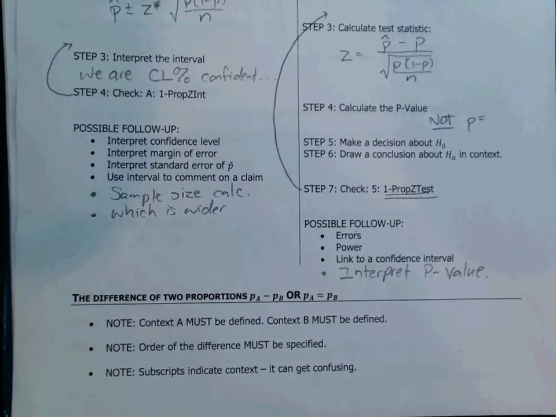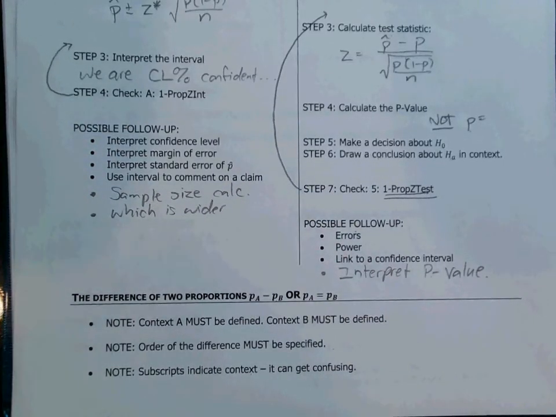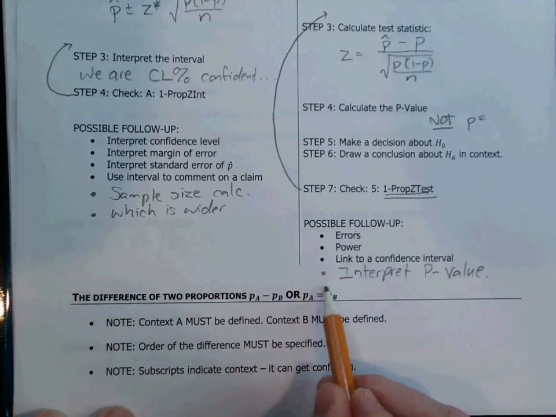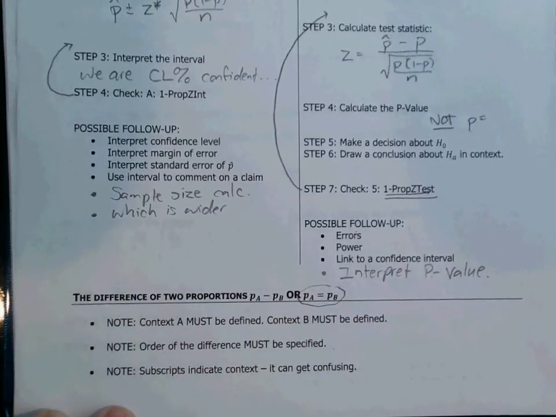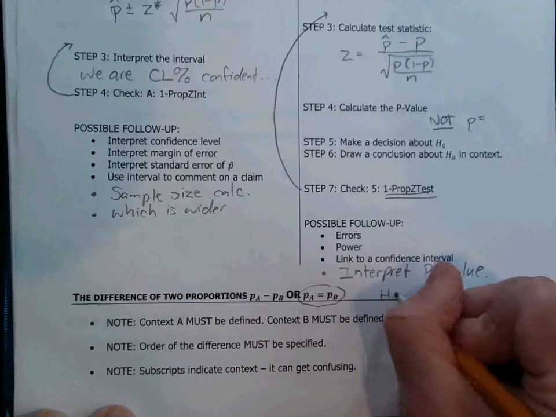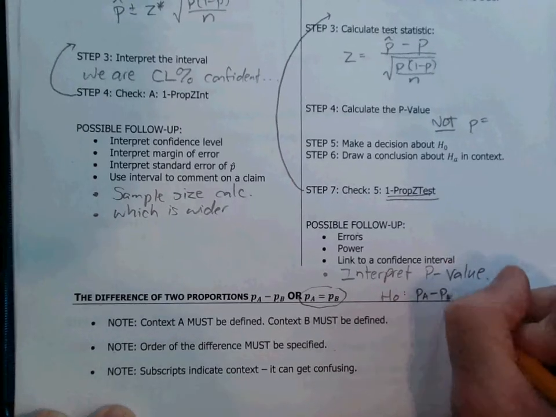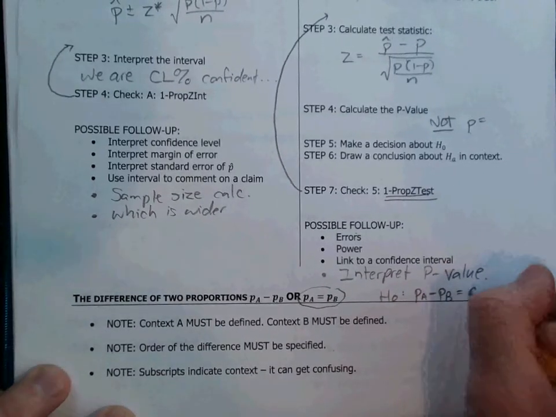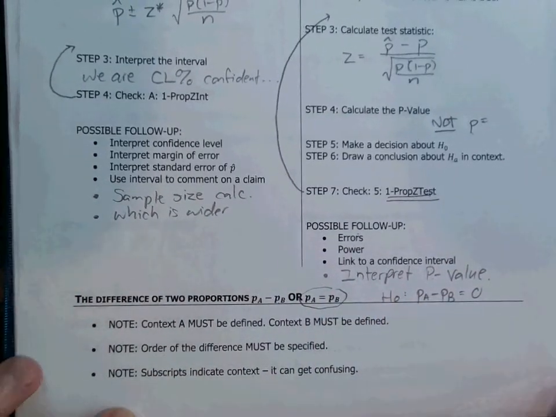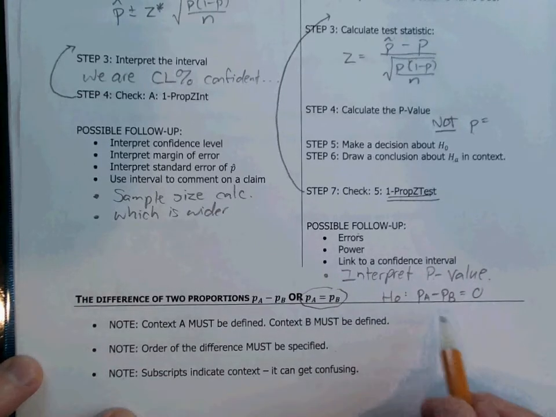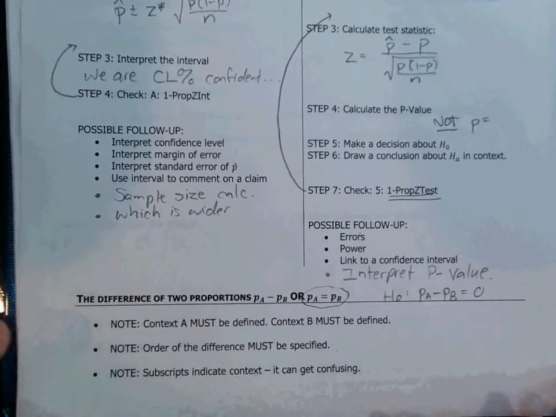Hello, this video is going to take us through a hypothesis test for the difference of two proportions. Generally, your null hypothesis is going to be PA equals PB, although you can also see it written as PA minus PB equals 0. So just subtract PB from both sides. This gets at the difference maybe a little more specifically.